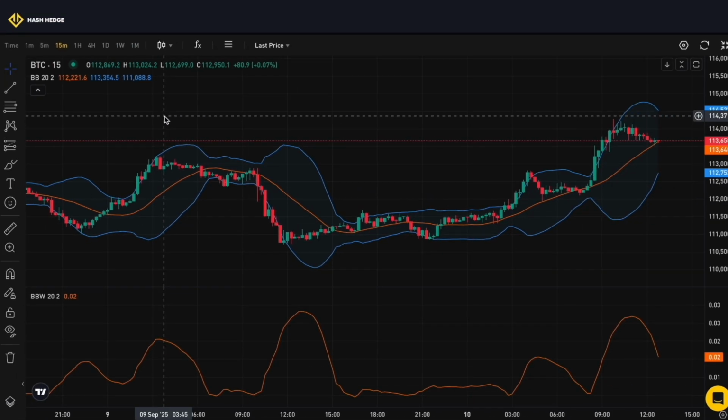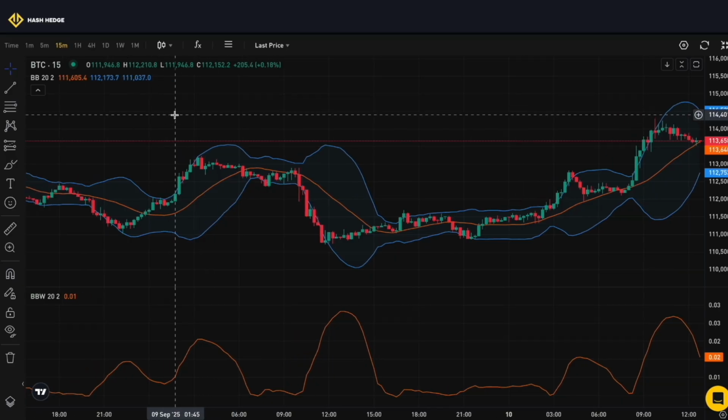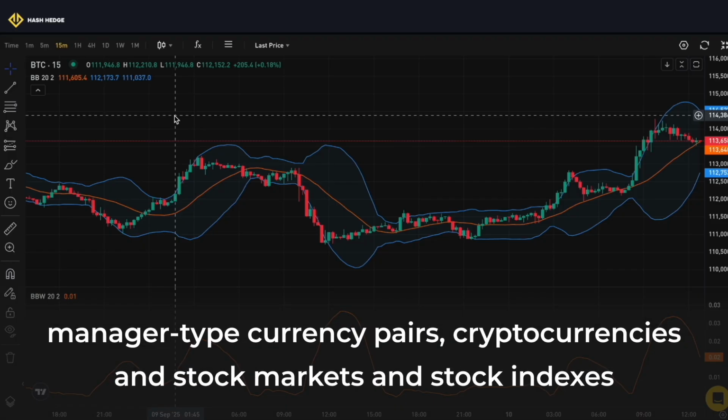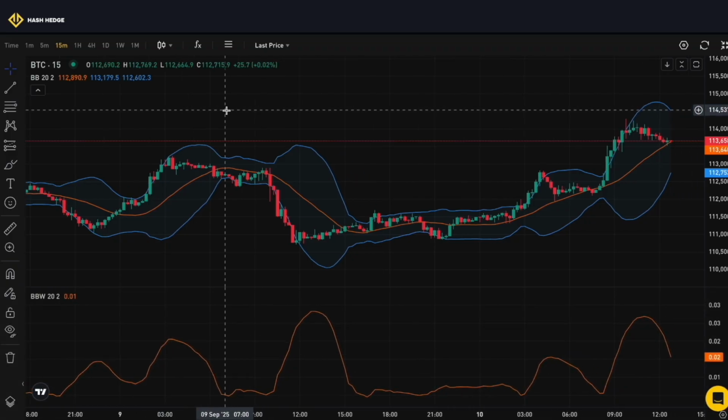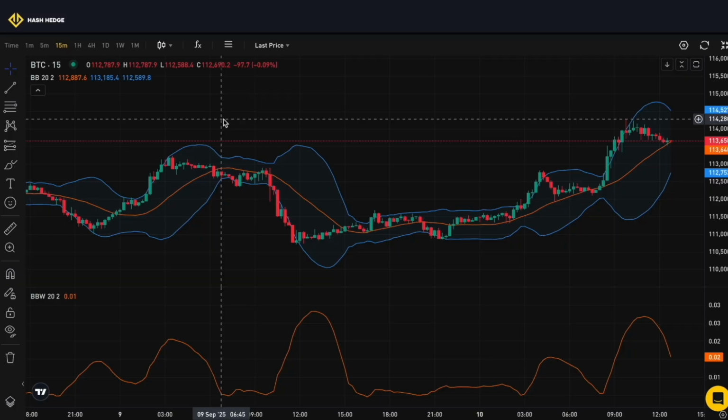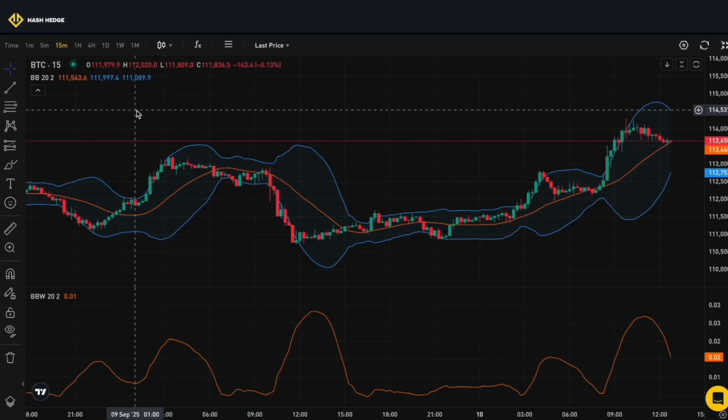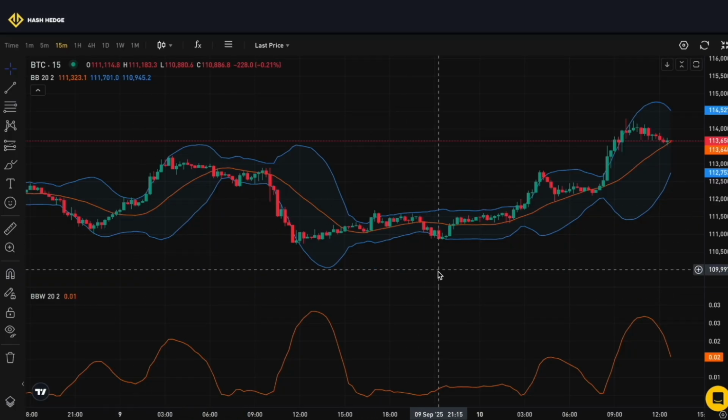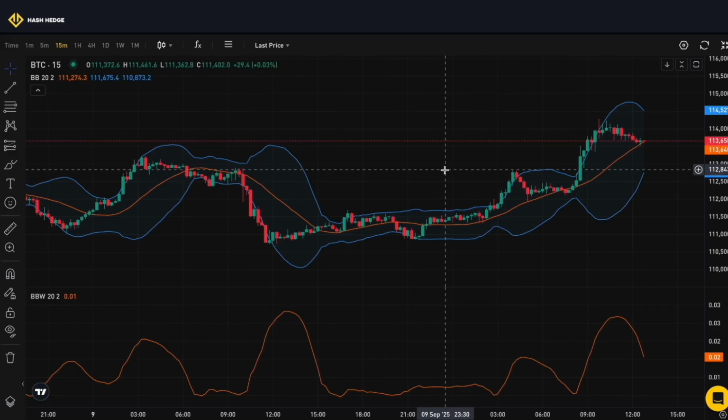In general, the strategy is well suited for assets that move often, that have frequent new moves. It's major currency pairs, it's cryptocurrencies, and it's stock markets and stock indexes. It's worth avoiding trading commodities and bonds because they often move sideways, in a flat. And on any flat, any trend strategy shows pretty bad results.